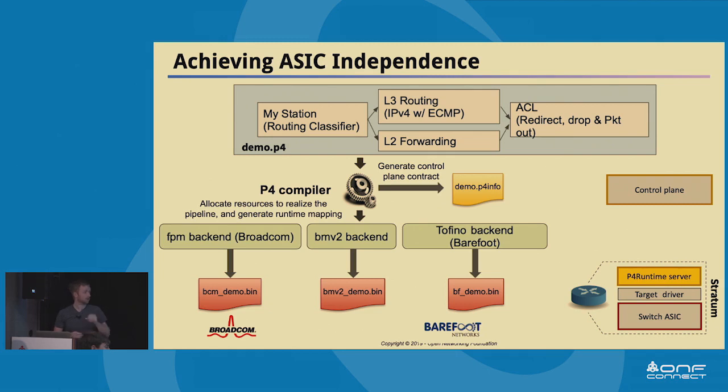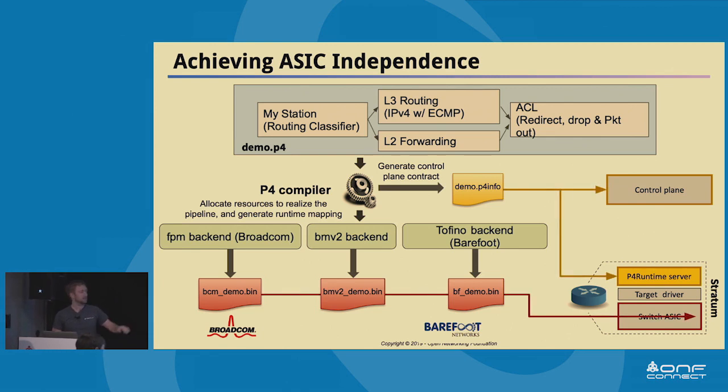In Stratum, we support three different backends. One is BMv2, Behavioral Model V2, that we'll use in these demos. It's a software switch. We also have mappings to Barefoot's Tofino ASIC, as well as Broadcom's Tomahawk ASIC. These runtime mappings and P4Info feed into our data plane and control plane. The runtime mapping just goes to program the switch ASIC, and then the control plane contract is used by both the P4Runtime server, the implementation of the P4Runtime API on the device, as well as by the client, which is the control plane.